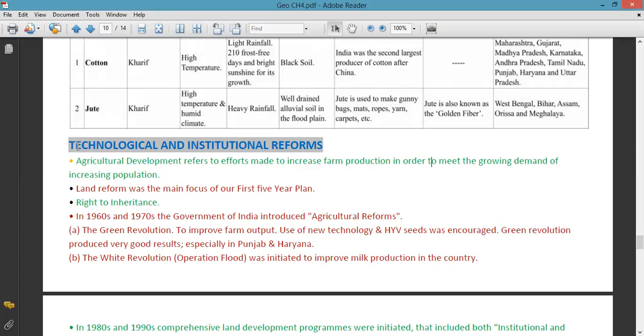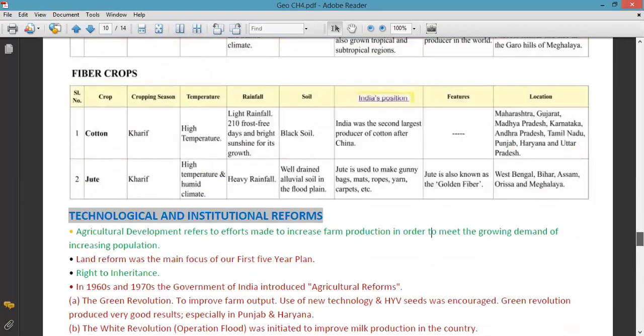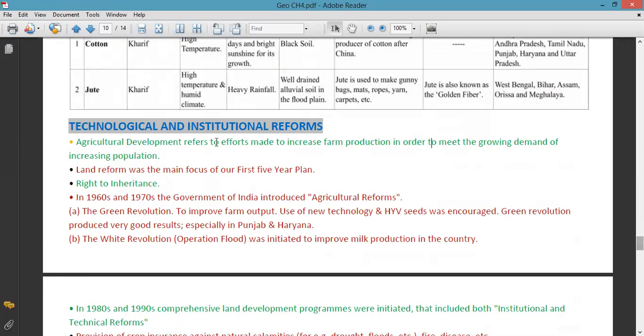Okay, technological and institutional reforms. Next, I want to discuss with you technological and institutional reforms. See, up to now in this chapter, we discussed the growth of various kinds of crops. That's all. Hereafter, we will not discuss any crops. Hereafter, some common concepts for the whole chapter. Again, the status of agriculture in India.